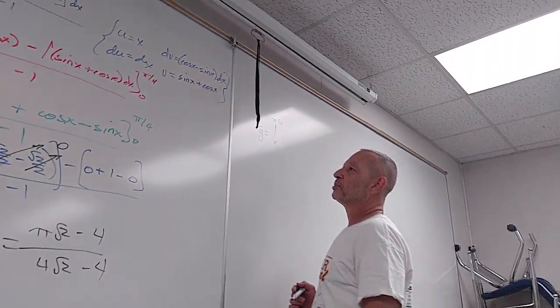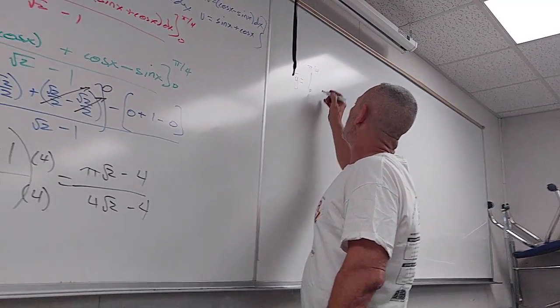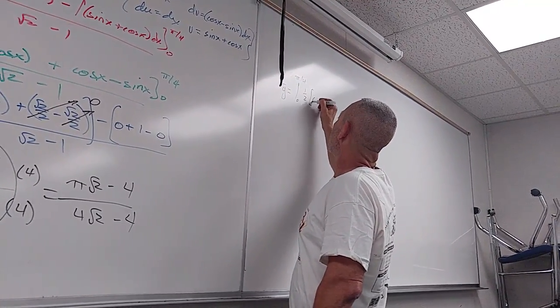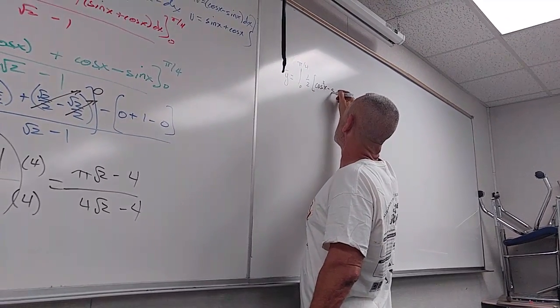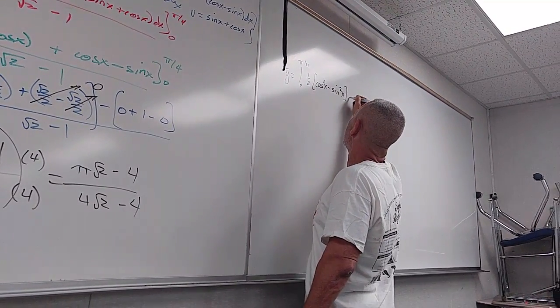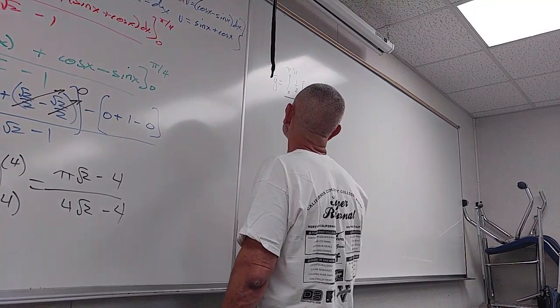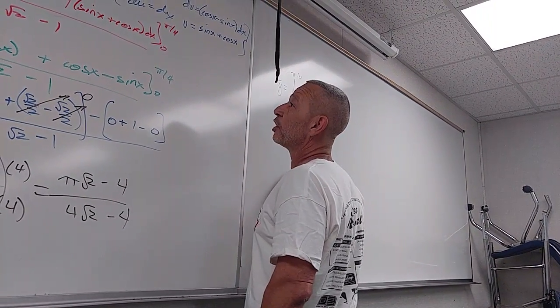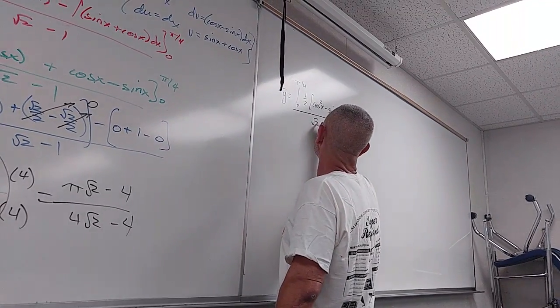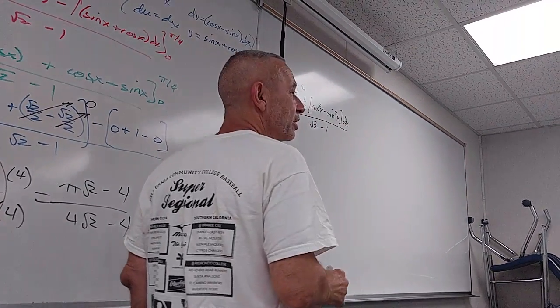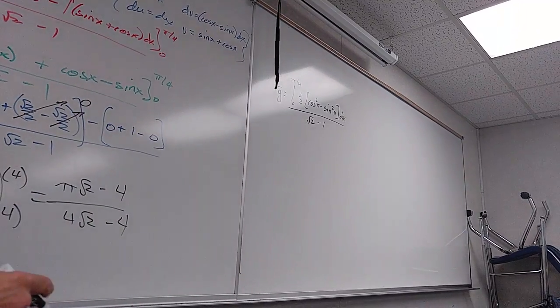So y bar is going to be the integral from 0 to pi over 4 of 1/2, and we're going to have cosine squared x minus sine squared x dx. Well, that was a lot less pleasant of an integral to do, isn't it? The denominator is rad 2 minus 1, because top minus the bottom, same as I would on an area.